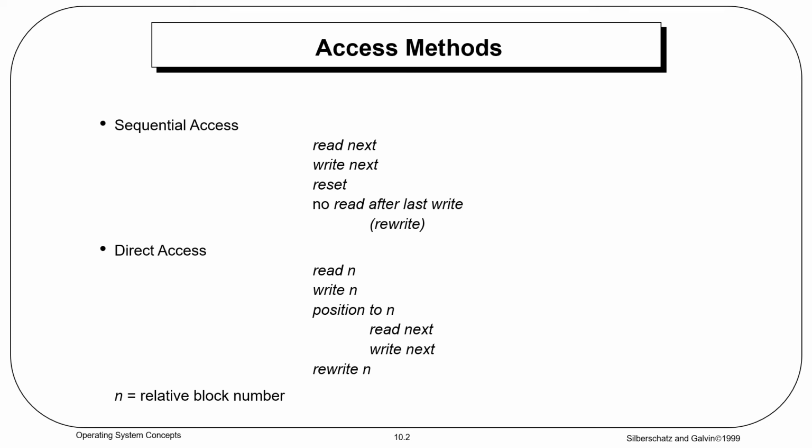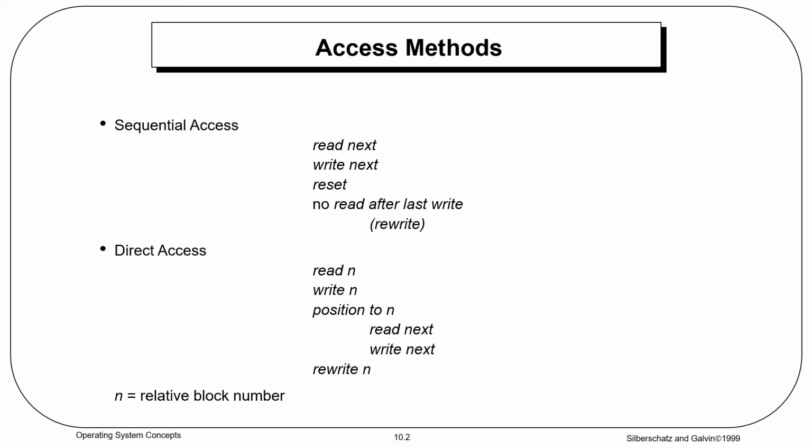Sequential access is the simple method. The information in the file is processed in order, one record after the other. This mode of access is by far the most common. For example, editors and compilers usually access files in this fashion, and its operations are read next, write next, reset, no read after last write, rewrite. Let us discuss this.